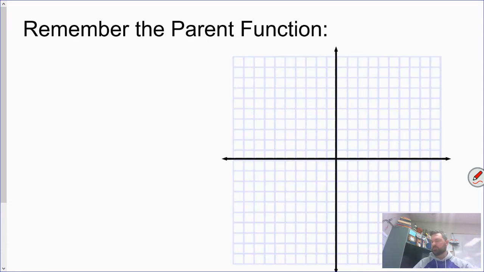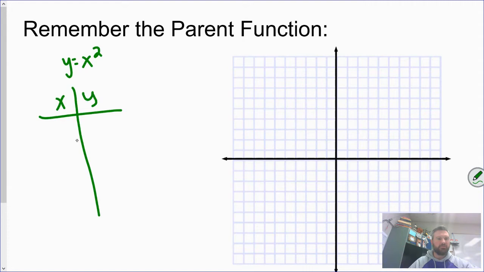All right, so we have to remember the parent function, and that parent function is y equals x squared. We've talked about this parent function, but if I just pick some xy values, we're going to say negative 3, negative 2, negative 1, 0, 1, 2, and 3. If I pick those x values, I can just plug them in right here and get the new y value. Anytime you have an x and need a y, just plug it in.